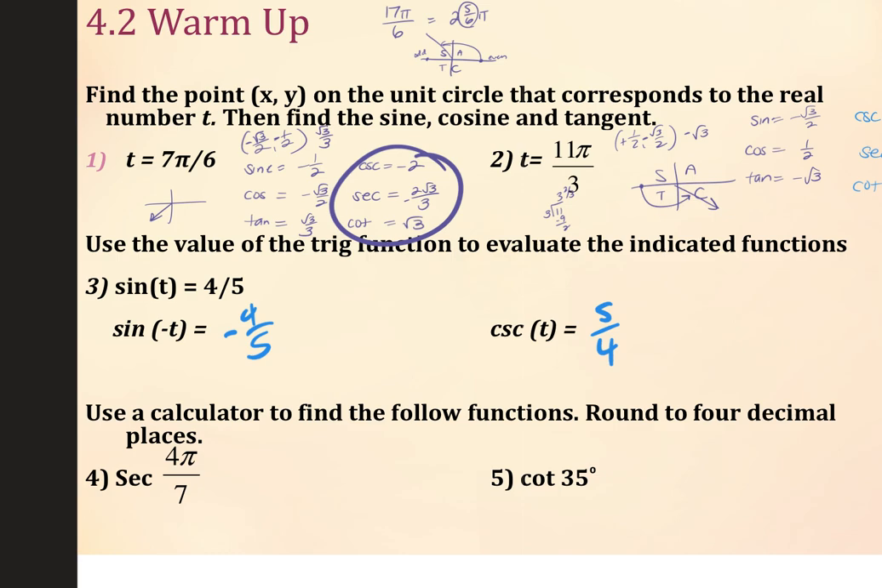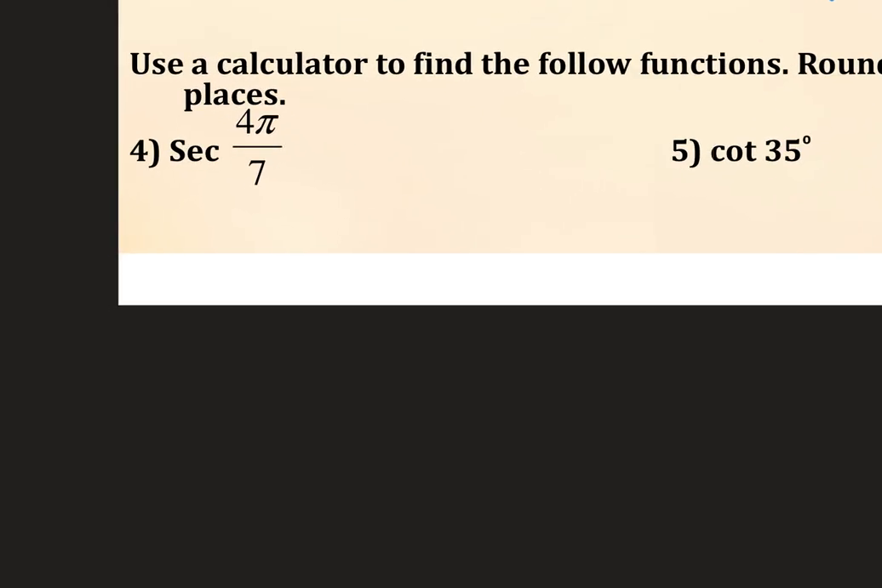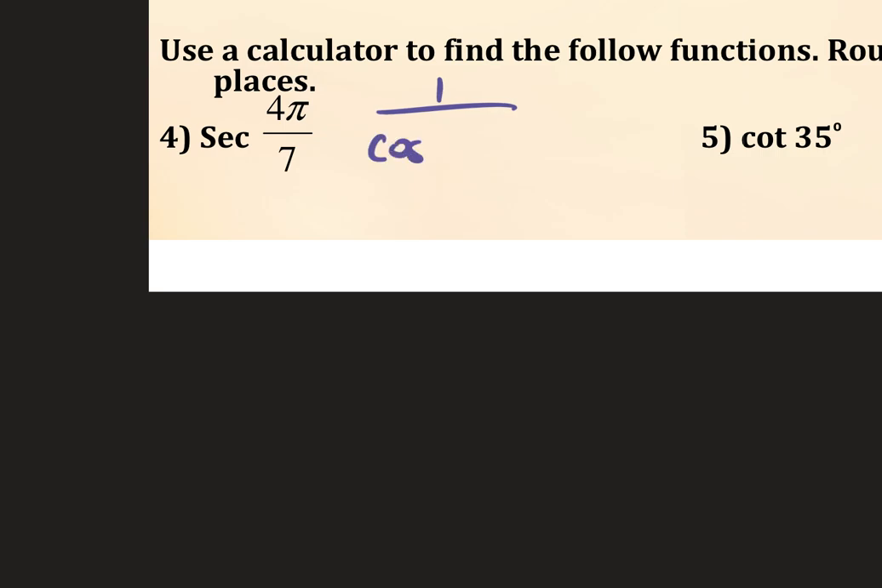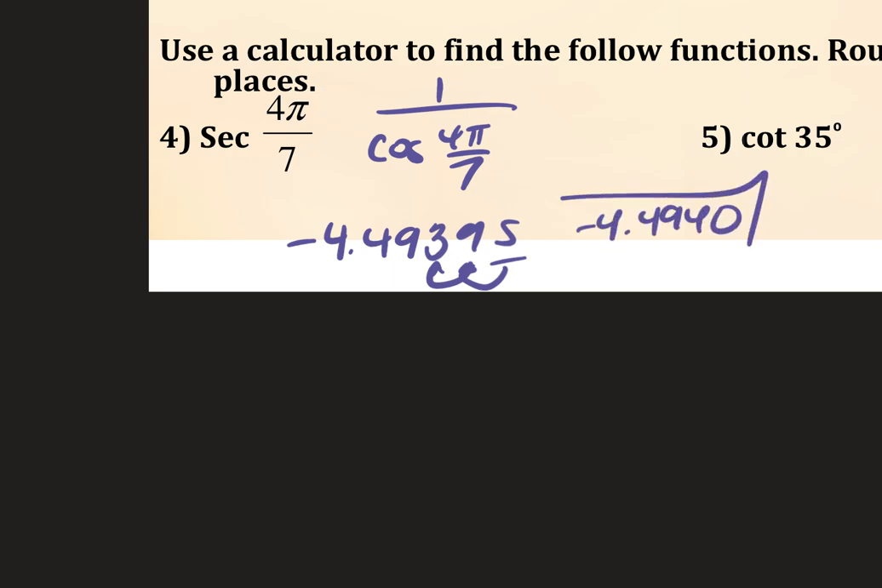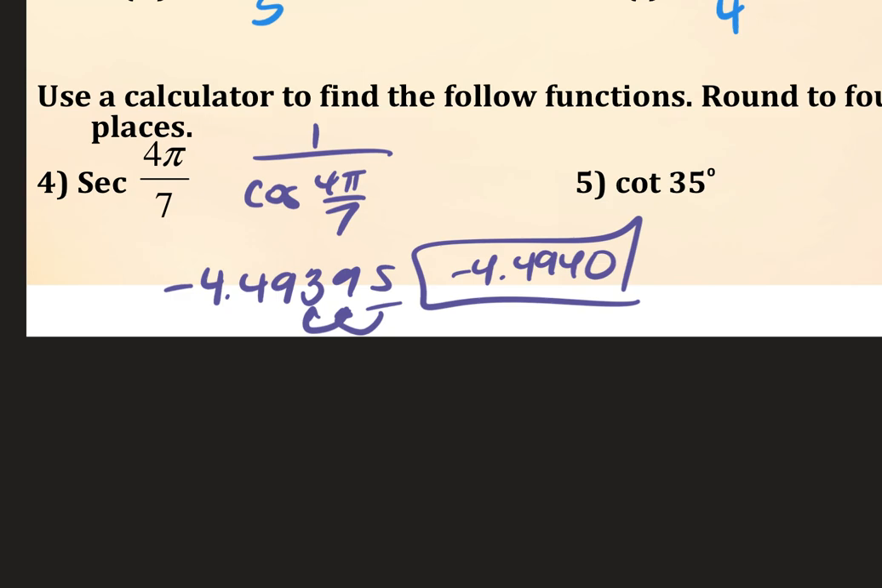Okay, secant of 4 pi over 7 is 1 over cosine 4 pi over 7. Is this in radians or degrees? Radians. So we're going to make sure the calculator's in radians. 1 divided by cosine 4 pi divided by 7. Negative 4.494. Let's take it around. Yeah. Oh, 4 decimal places. Oh, it's the same because it's 395. So this bumps that guy, which bumps that guy. Negative 4.4940 would be the secant of 4 pi over 7.